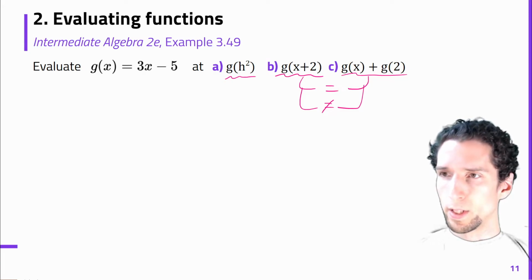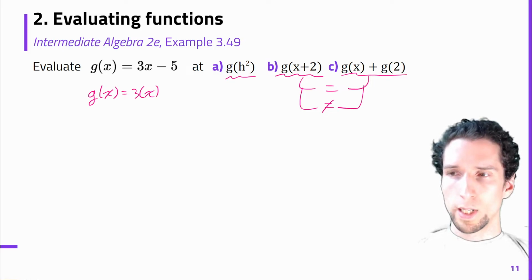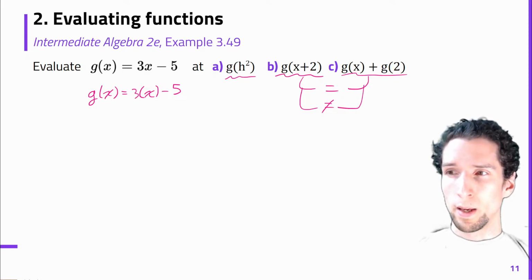Okay, so let's take our function here and we will rewrite g of x equal to 3x minus 5. Just like we did before, I'm just going to take the x and put it in brackets, because that will make it much easier for us to see where we are substituting these things in.